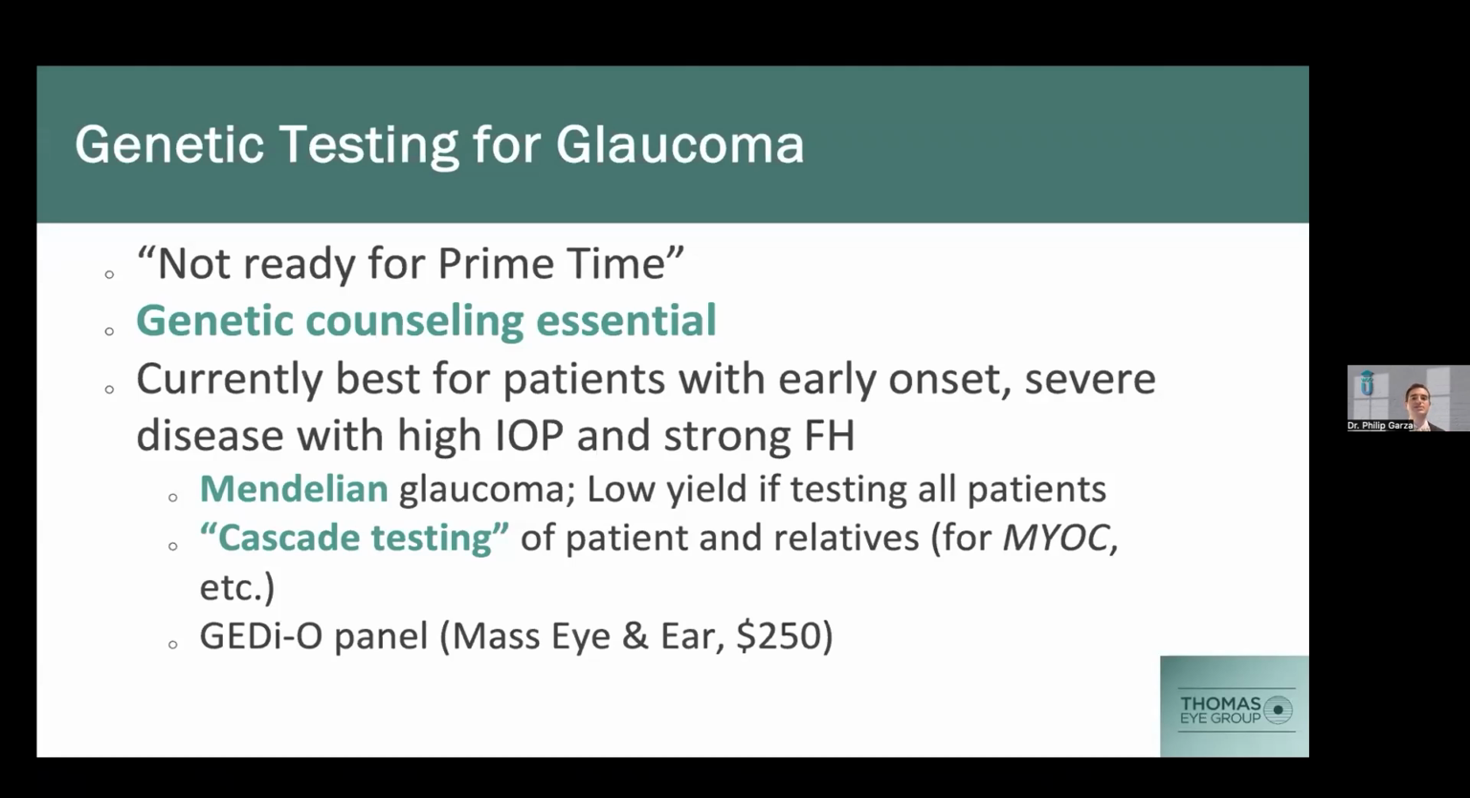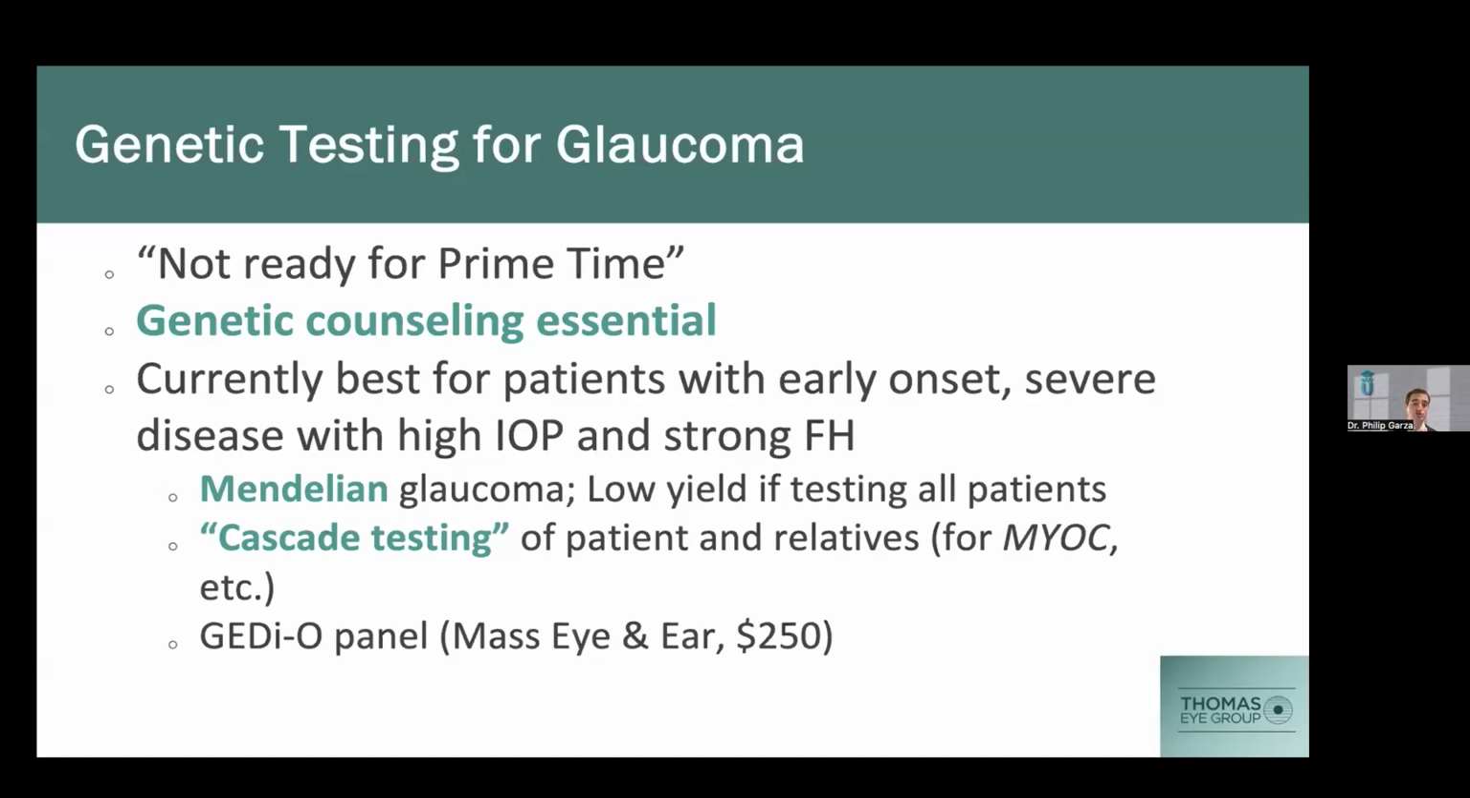Currently, the testing is best for patients with early onset severe disease with high eye pressure and strong family history, because those are the patients you're suspecting some sort of gene mutation, Mendelian glaucoma. It's low yield if you test all patients for Mendelian glaucoma, but it can be high yield in the right patients who you strongly suspect. And it can be very helpful to do cascade testing of patients and their relatives to help patients and their families quickly identify who's at risk.